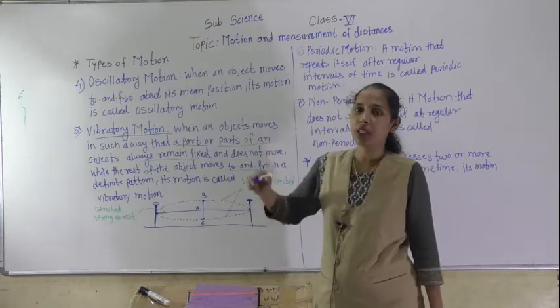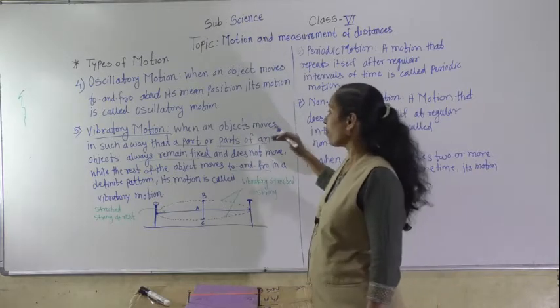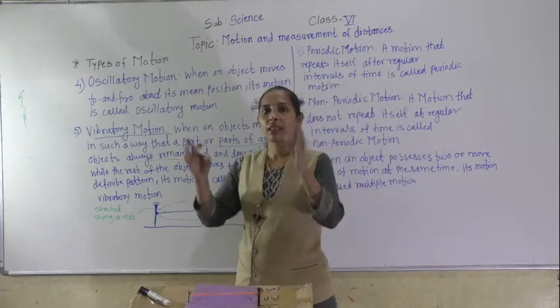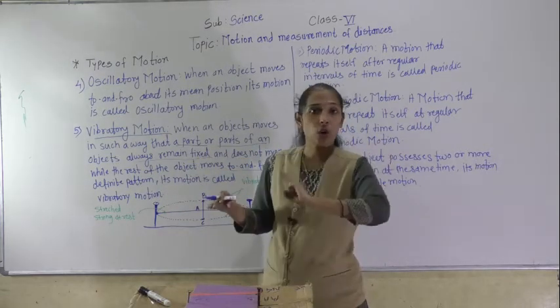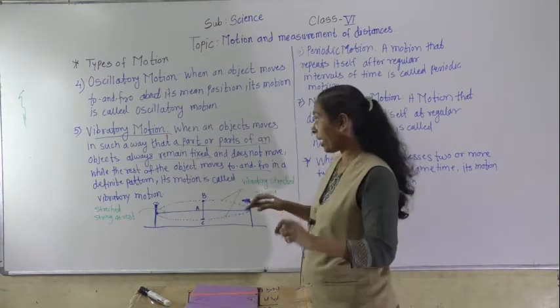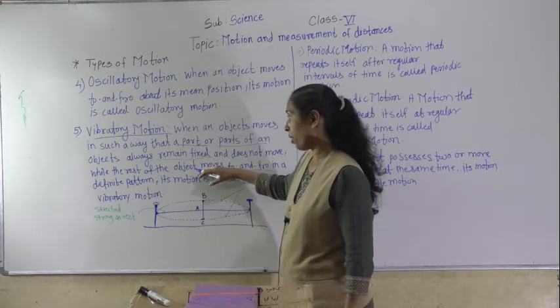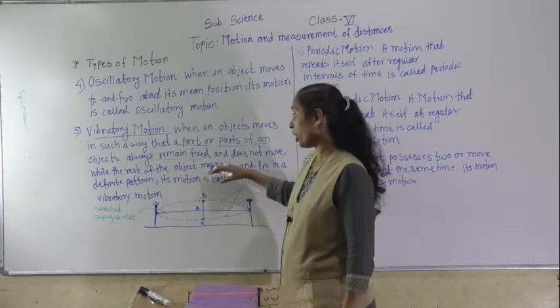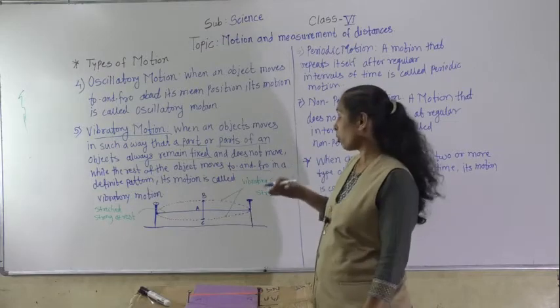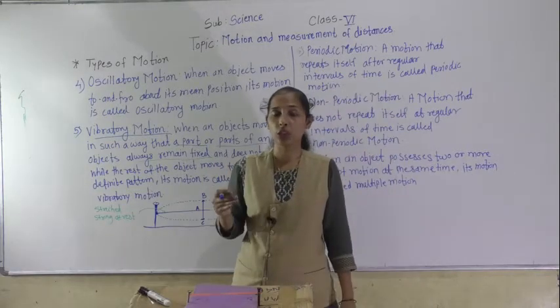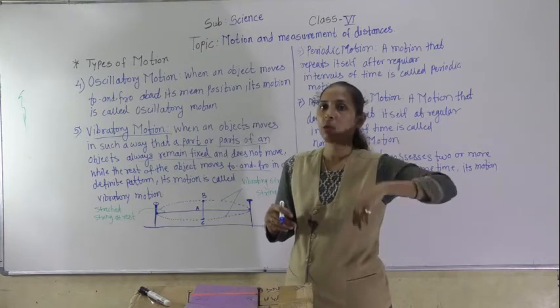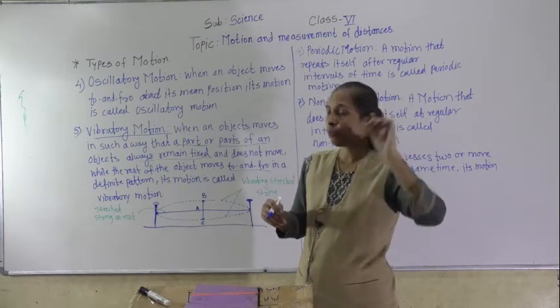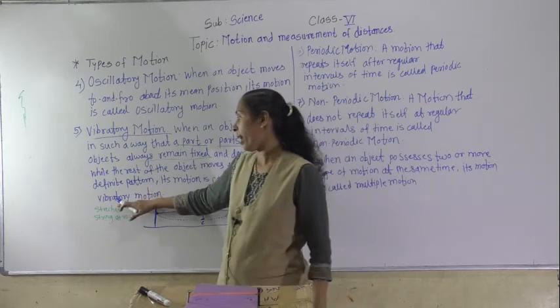One part or parts means one or more parts of an object always remain fixed and do not move, while the rest of the object moves in a to and fro motion. They are showing a to and fro motion, but in a definite pattern. If the pattern of the movement is definite, or fixed, then that motion is called vibratory motion.